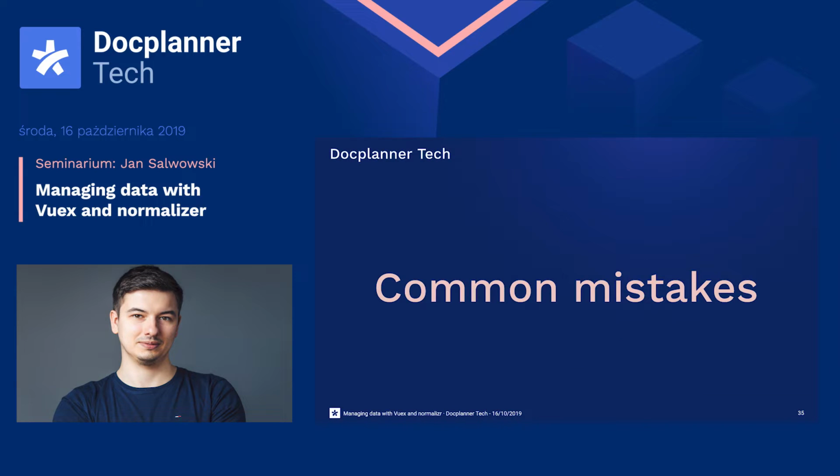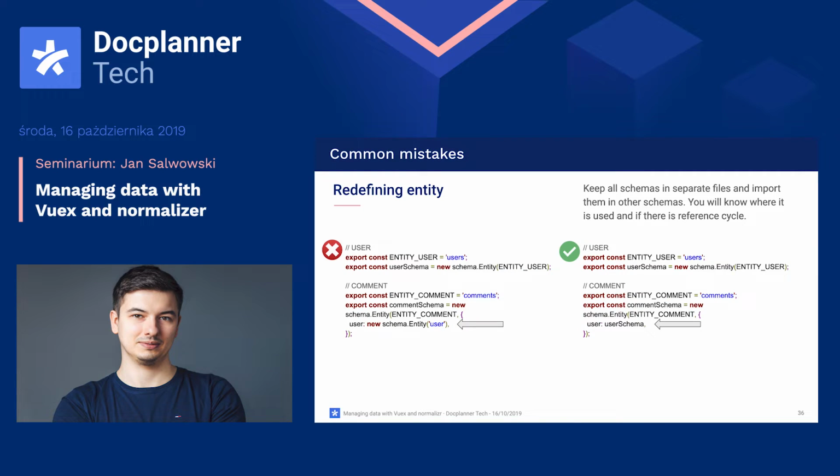Okay, what are the most common mistakes that you can make in this approach? First of all, redefining an entity. If you have defined the schema of a user in one place, do not redefine it. You will likely get into reference cycles. You won't be able to find where this schema is used, and your code will be totally bloated. Always use the reference that you have already defined.